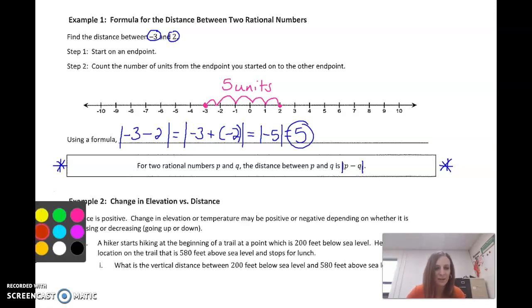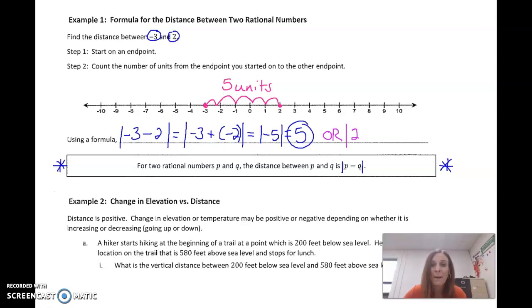But what if we change the order around? Does it matter which one's P and which one's Q? Well, let's test it. What if I took the absolute value now of 2 minus -3? Change the minus to a plus, change -3 to a +3. We get the absolute value of 2 plus 3, which is 5, and the absolute value of 5 is 5. So it doesn't matter.